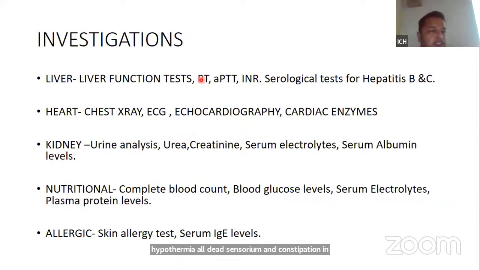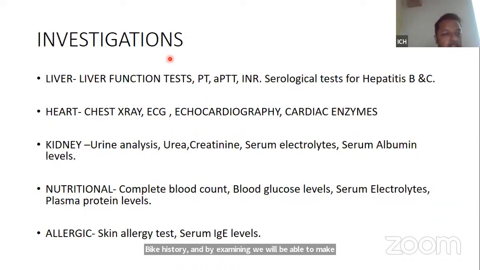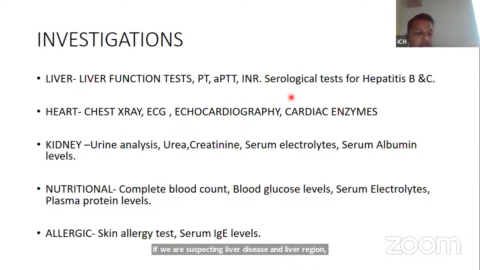Now, by history and by examination, we will be able to make out the direction in which we want to proceed and the cause of anasarca. For that, we will give relevant investigations. Routinely, we give complete blood count, urea, creatinine, LFT, and urine analysis for every patient. If we are suspecting liver disease, then we will give liver function test, PT, APTT, INR, and serological tests for hepatitis B and C.